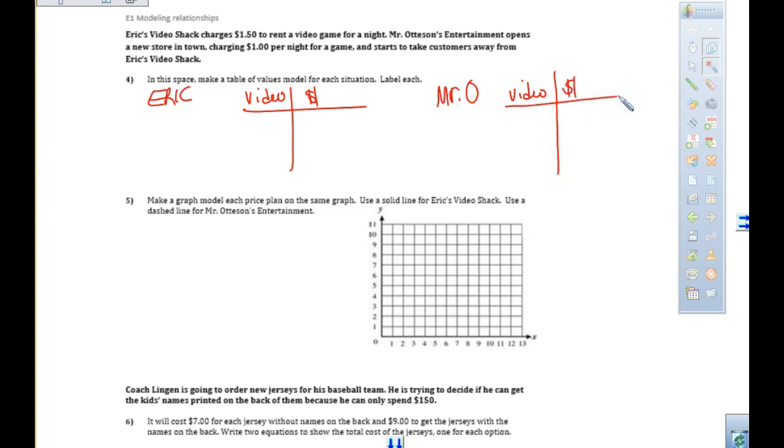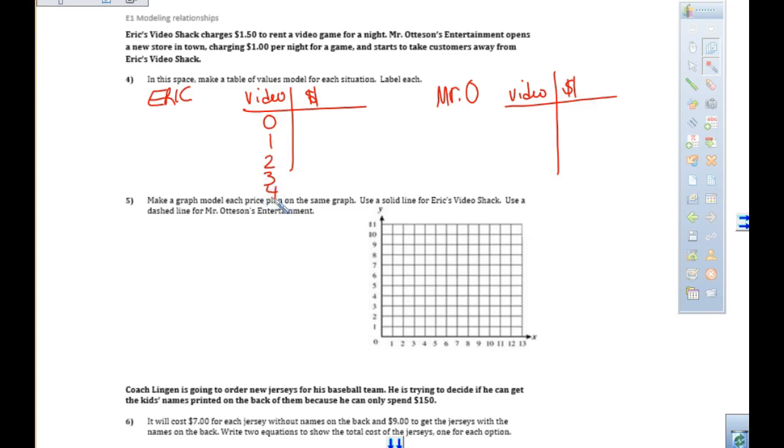So this is back in the day when you actually went to video stores and rented videos instead of doing everything online or on your phone or through some other device. So we have Eric's and we have Mr. Addison's, right? And you want to set up a table like this, and you want to assume that they're going to rent up to 4 videos. If you want to do more than that, they have up to 12. I don't know that you need to go up to 12. So we're going to go 0, 1, 2, 3, and 4.